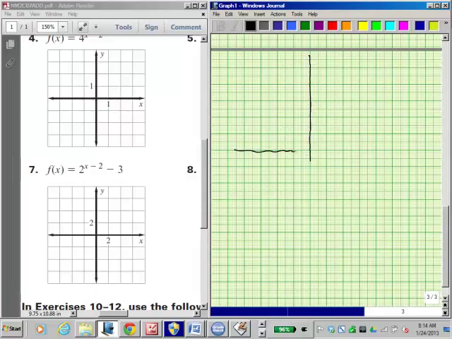That's going to look like this. 1, 2, 3, 1, 2. Okay, so -3 is -1/8, -2 is 1/4, -1 is 1/2, 0 is 1, 1 is 2, 2 is 4, and 3 is 8, which is up there somewhere.